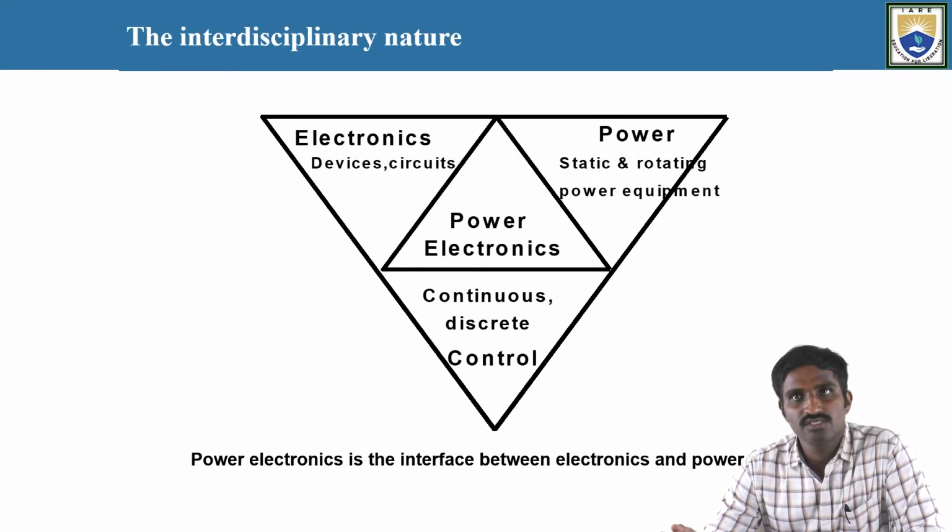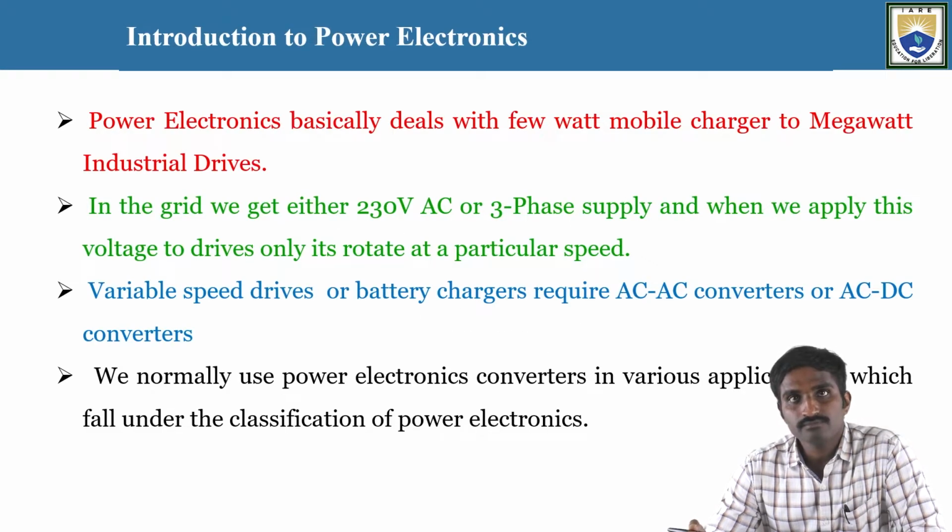Power electronics involves power and static and rotating power equipment, as well as continuous and discrete control systems, and electronic devices and circuits. So it is interdisciplinary in nature, and basically power electronics deals with a few watts of a mobile charger to megawatts of industrial drives.